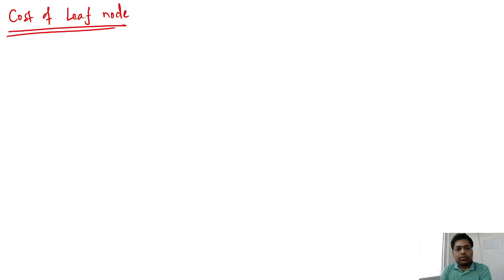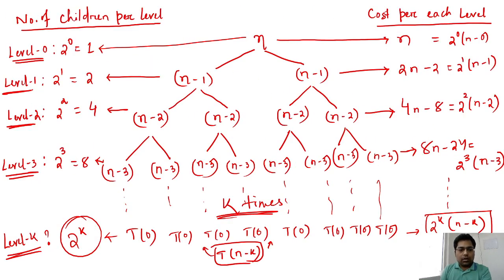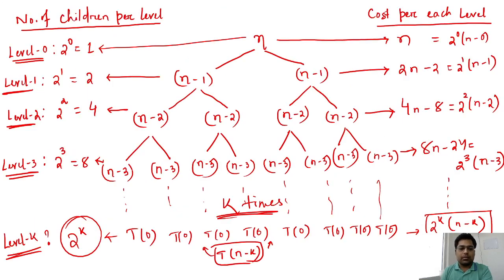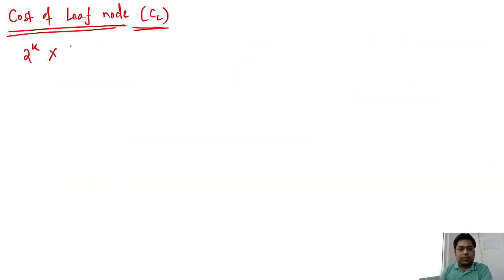When we are finding cost of leaf node, that will be C of L. Okay. Now C of L will be the children at level k is 2 to the power k, and the cost of each level, the cost of each is the cost of T of 0. Like you reached at the base condition, that is 0. You cannot say the answer as 0. It is wrong. Here the 0 is a constant.